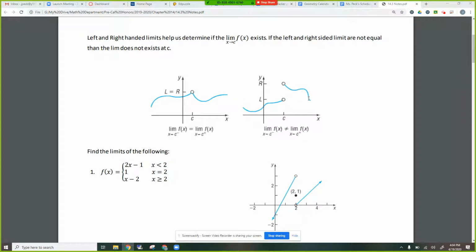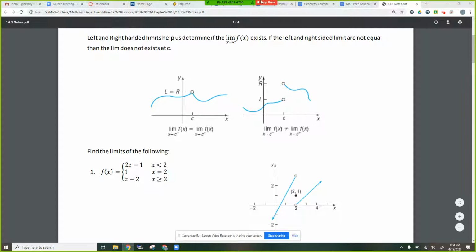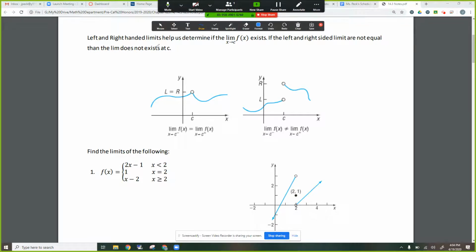Remember we talked about that if we had a left-handed limit here and a right-handed limit, as long as they point to the same thing, the left equals the right, then they're equal. We know what the limit is. Whereas here, the left limit and the right limit are not pointing to the same thing, so we say does not exist.